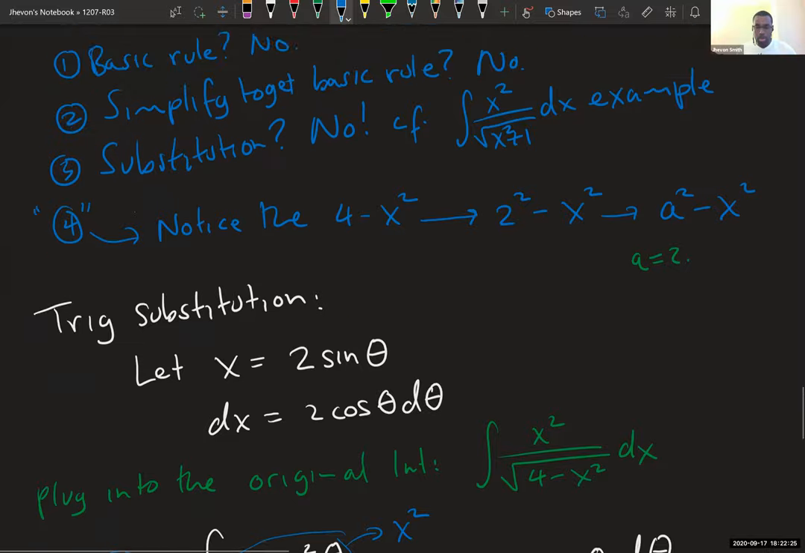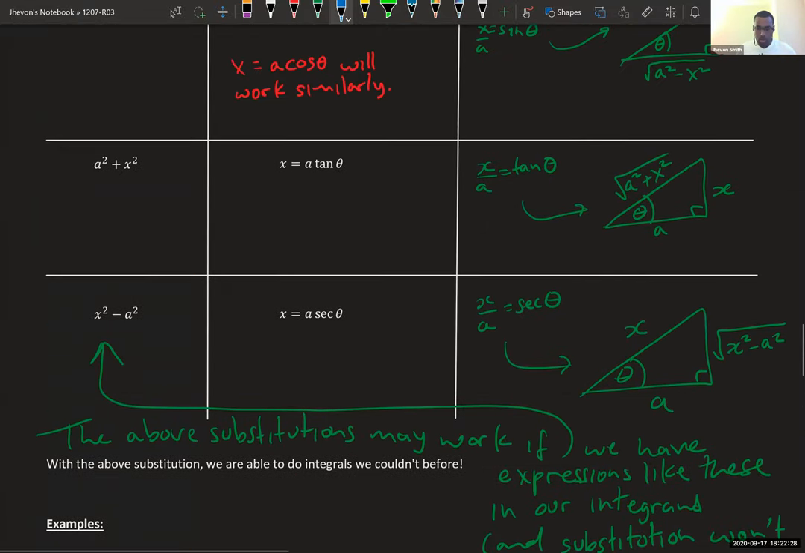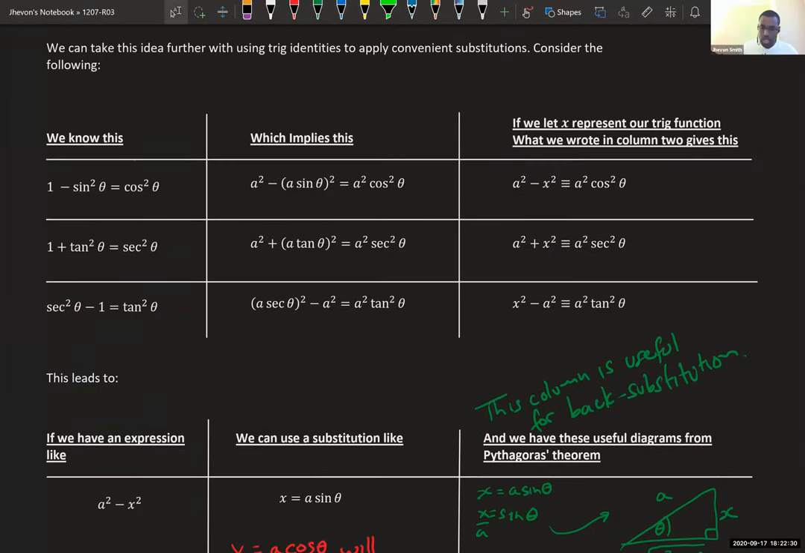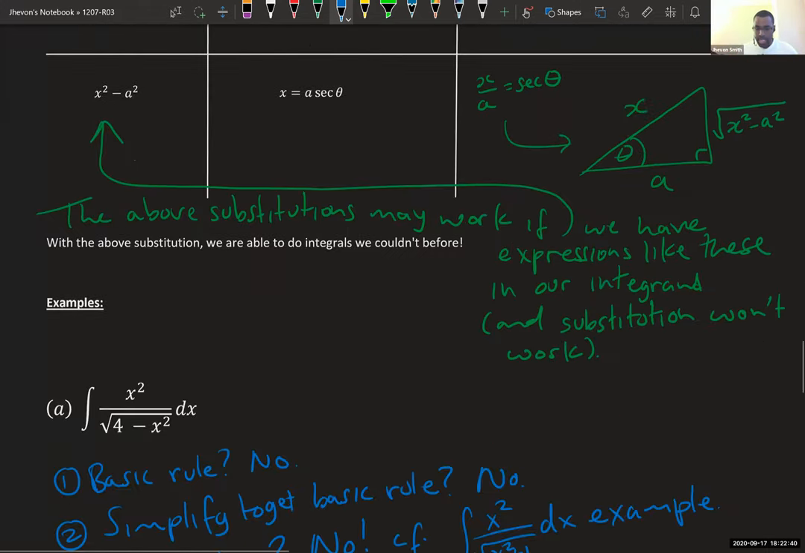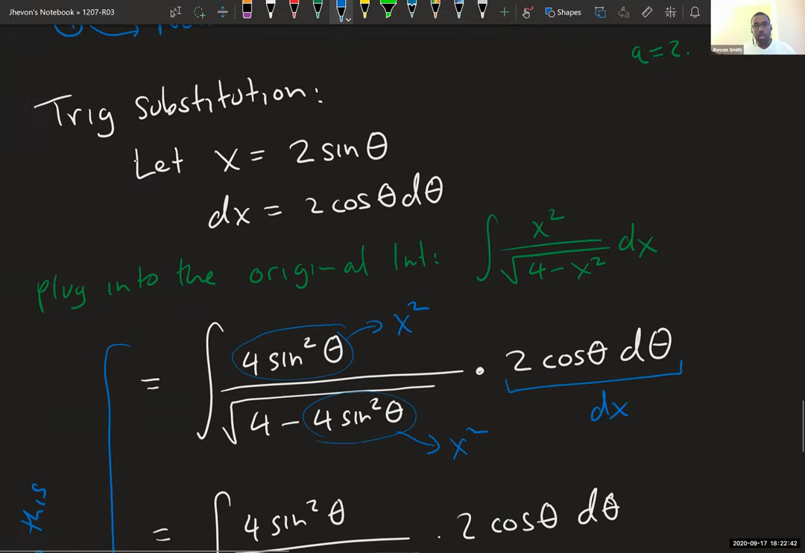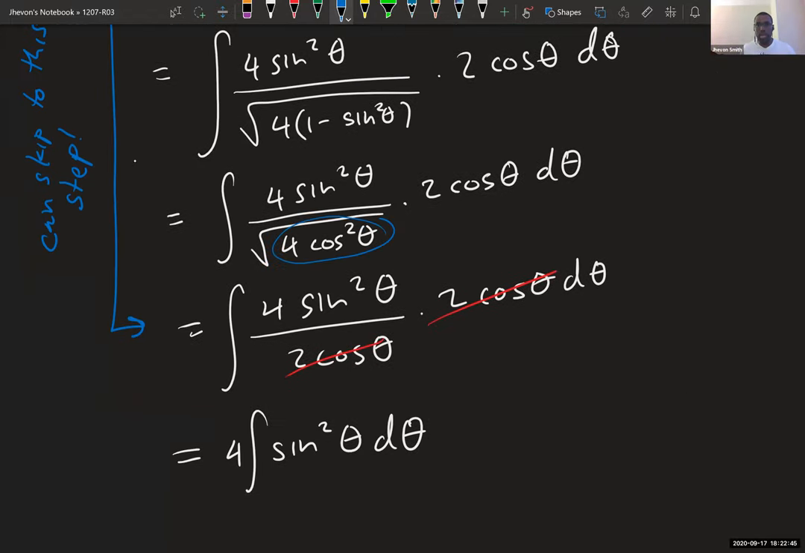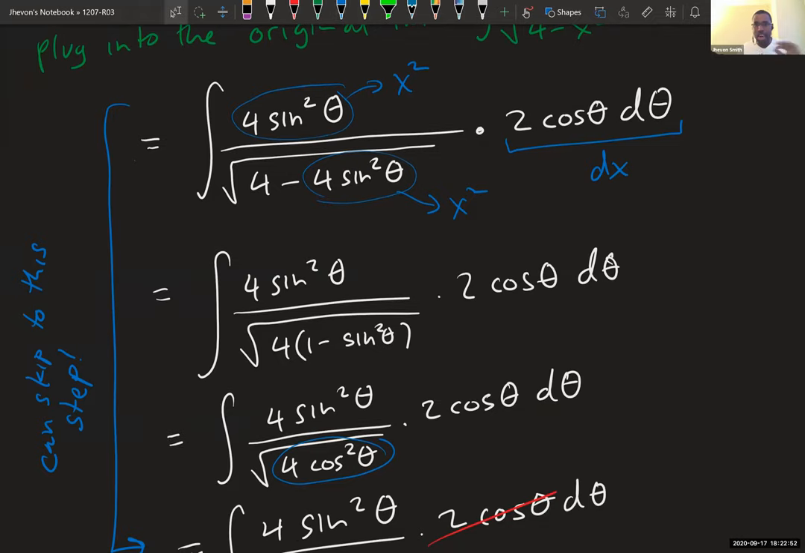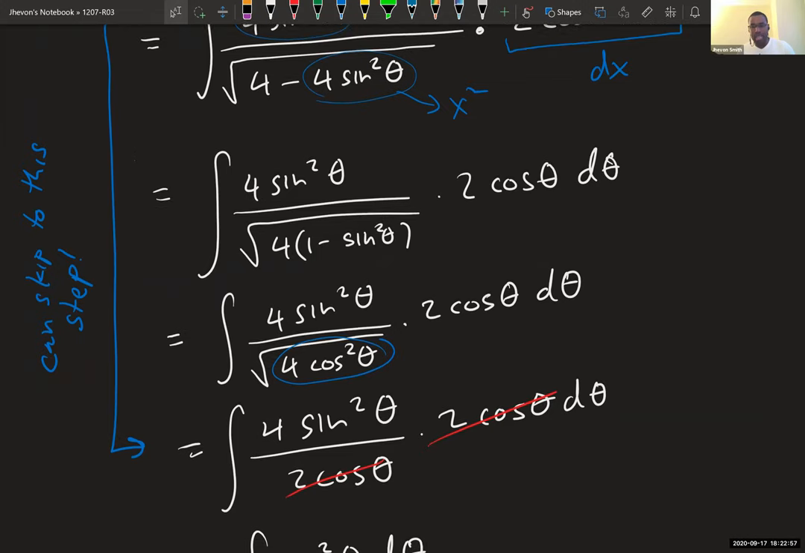But remember, in our table, we automatically know that the expression is going to turn into an a squared cosine squared. You'll notice that's exactly what happened here. The denominator became a squared cosine squared, the 2 squared times cosine squared. So you didn't have to factor out the 4 and then use the Pythagorean identity. With practice, you'll know that the denominator would automatically jump here, but I digress.